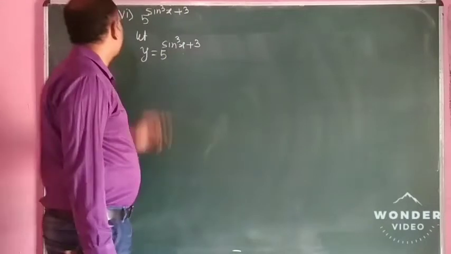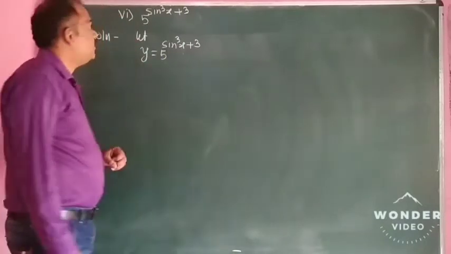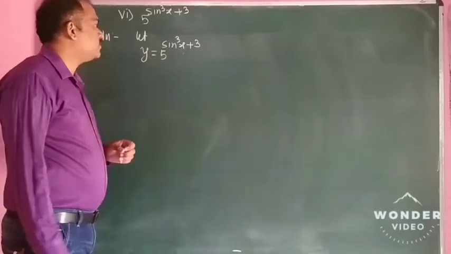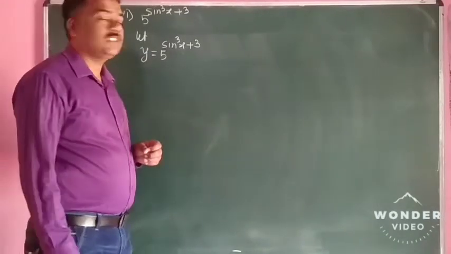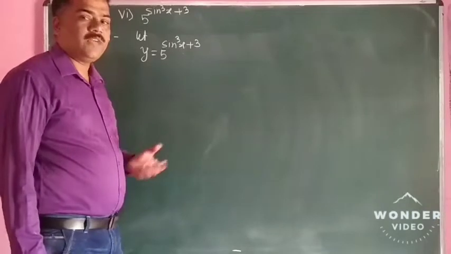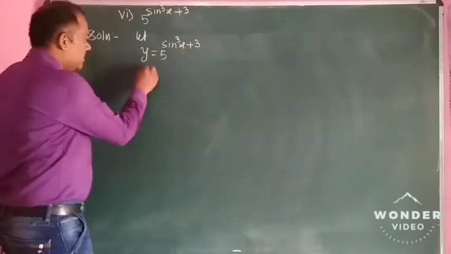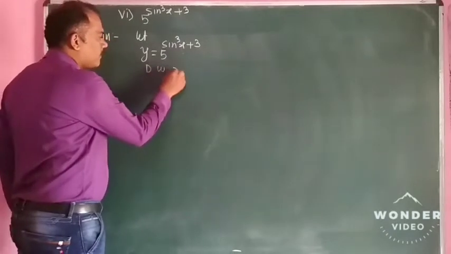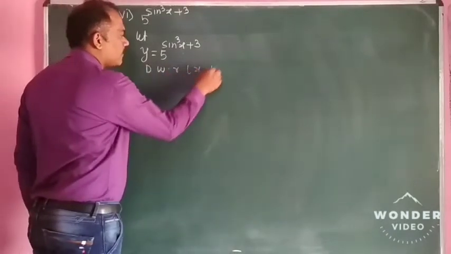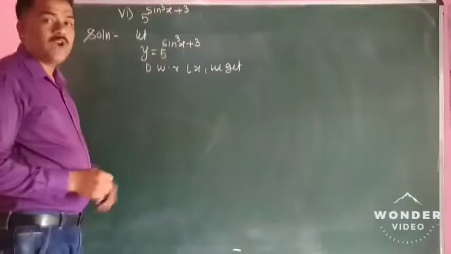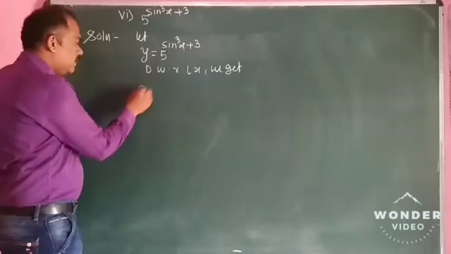Example number 6 is 5 raised to sine cube x plus 3. Let y is equal to 5 raised to sine cube x plus 3. Y is a function of x, so we have to differentiate with respect to x. We get the derivative of y with respect to x, dy by dx.